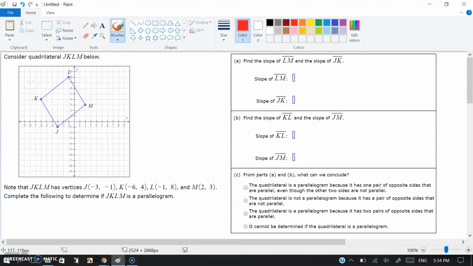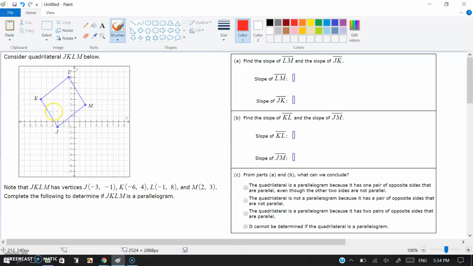So how do I know if this quadrilateral is a parallelogram? All we have to show is if my segment KL is parallel to my segment JM. Is my segment KL parallel to my JM? That's what we have to do. Segment KL, segment JM. If they are parallel, then nice, they are a parallel pair.